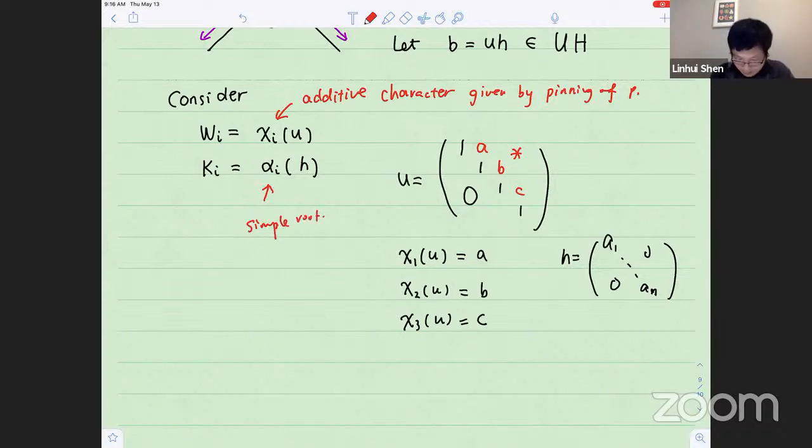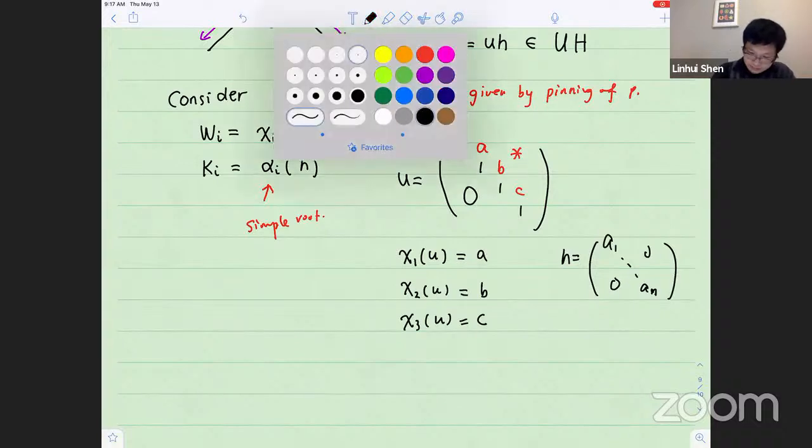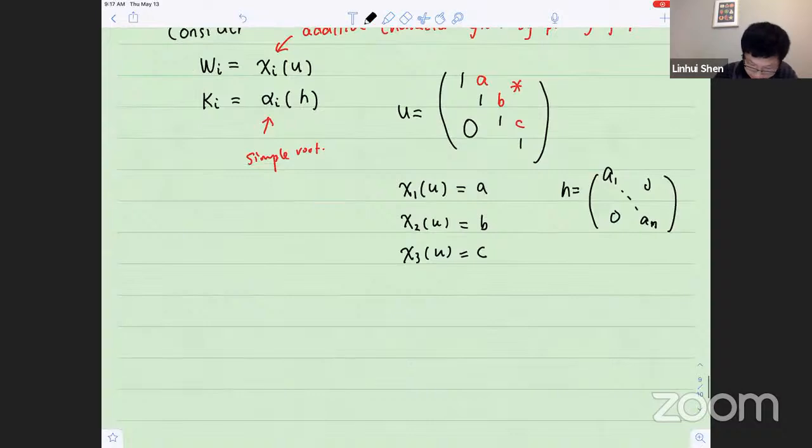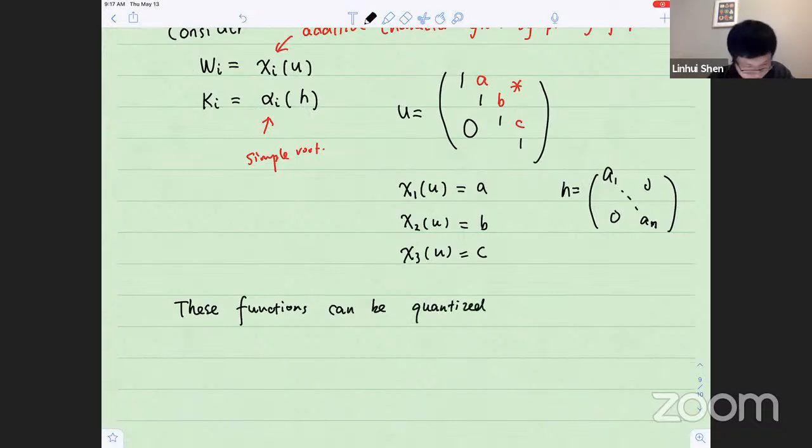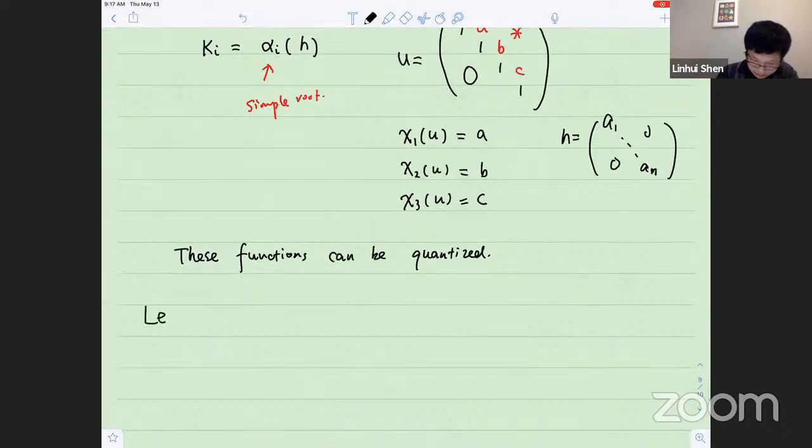And so these functions also appear in different contexts. For example, sometimes we call these potential functions, and they form some Landau-Ginzburg model to something else. Okay, but the key point is these functions can also be quantized. Okay, so that's one lemma.